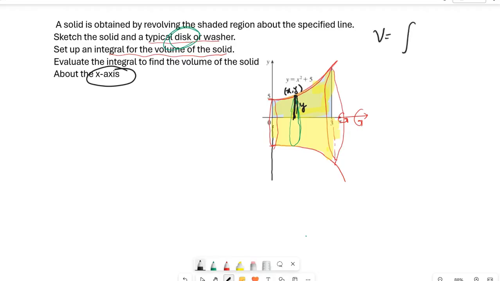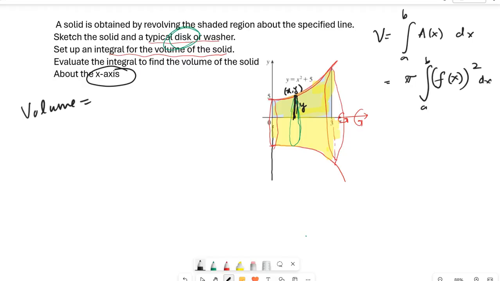Now the volume is, from a to b, the area of the cross section with respect to x. In this case, the area is of the disk, therefore pi times radius squared. The radius in this case will be the function itself, from a to b with respect to x. Therefore, we set up the integral as volume, where the x value is from 0 to 3. So from 0 to 3, pi times f of x, which is (x squared plus 5) whole squared, dx.